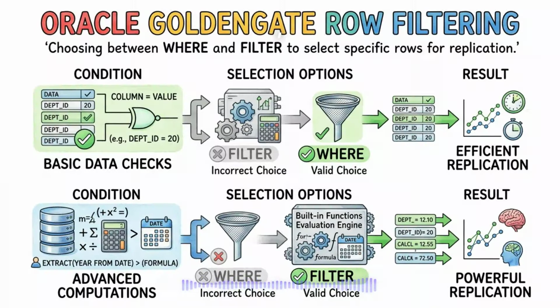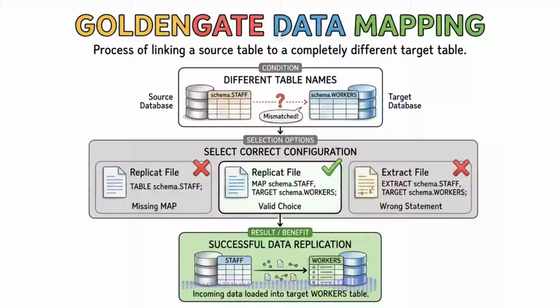The exam will expect you to recognize that character set translation happens seamlessly if your target database environments are configured correctly. With all these complex transformations happening simultaneously, there is always a chance that a specific record will fail to apply due to a data error. Instead of allowing the Replicat process to crash and stop all data flow, you must configure error handling using the REPERROR parameter.